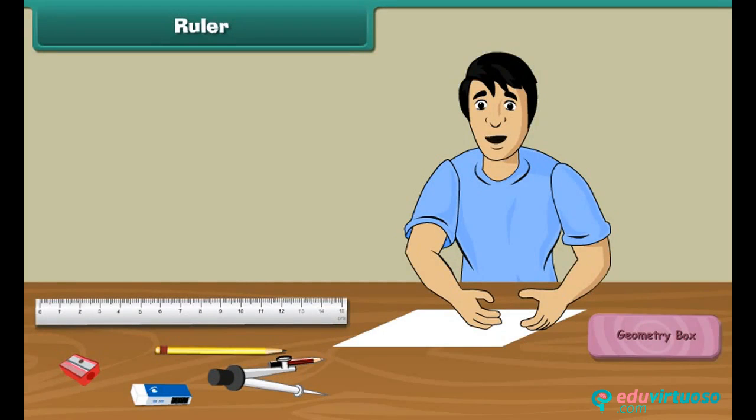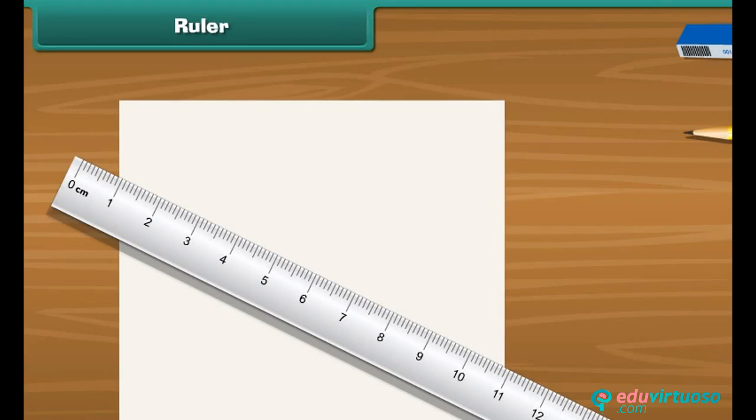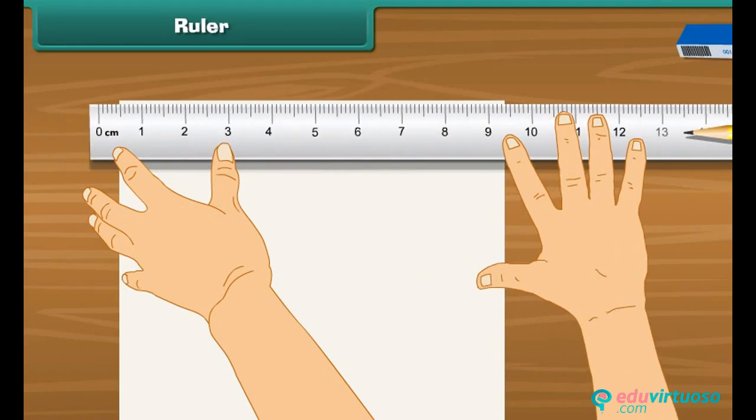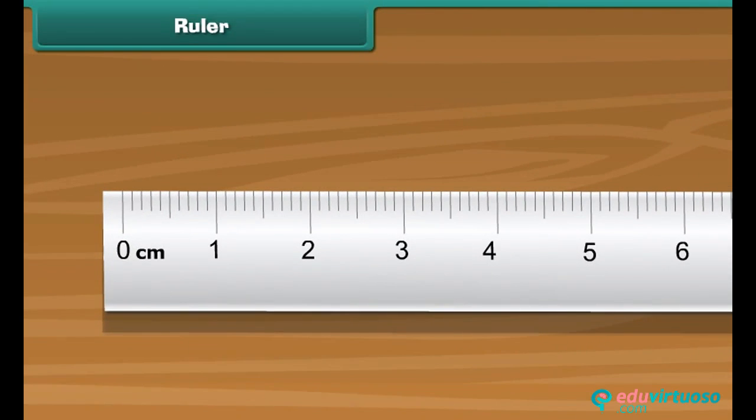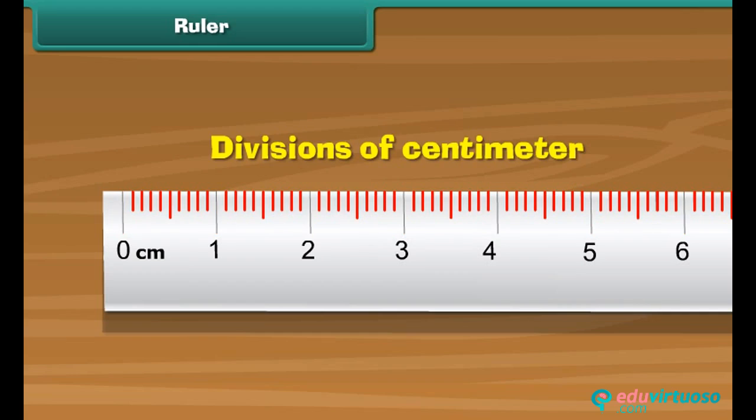I need 4 centimeter long paper. What will I use to measure the length? Yes, you are correct. A ruler will help me to measure length. You find many divisions on the margin of the ruler. Some lines are longer while others are smaller. The longer lines represent the number in centimeters. The small lines between 2 long lines represent divisions of a centimeter.